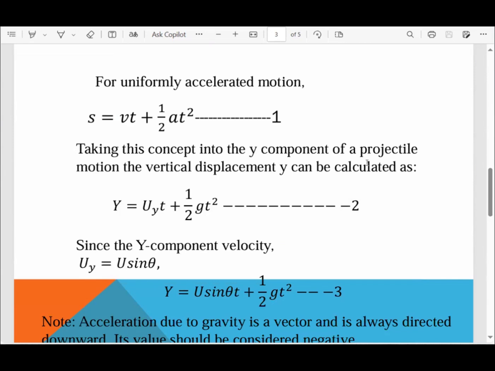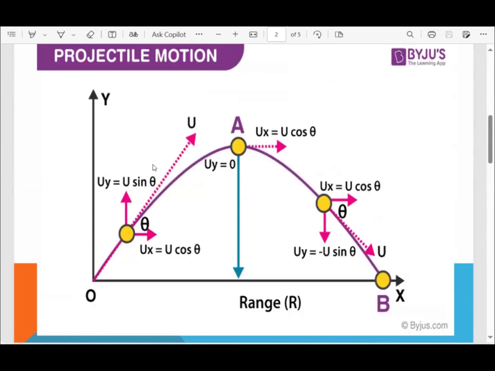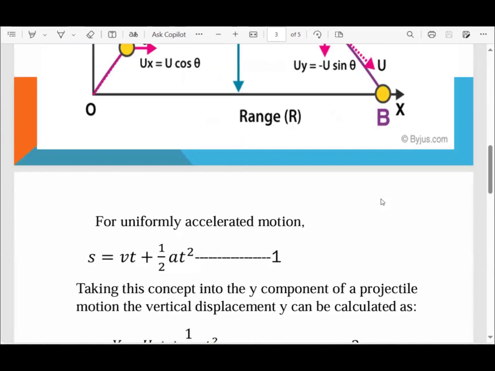Taking this concept into the y component of projectile motion, because the y component of a projectile motion is uniformly accelerated motion, the vertical displacement y can be calculated by vy t plus half g t square. But we know that u is the velocity of the projectile. u has two components, the vertical component and the horizontal component. The vertical component is given by uy is equals to u sine theta. The horizontal component is given by ux is equals to u cos of theta.